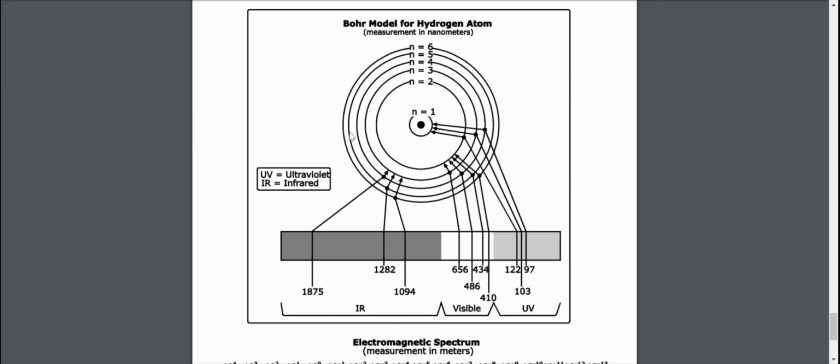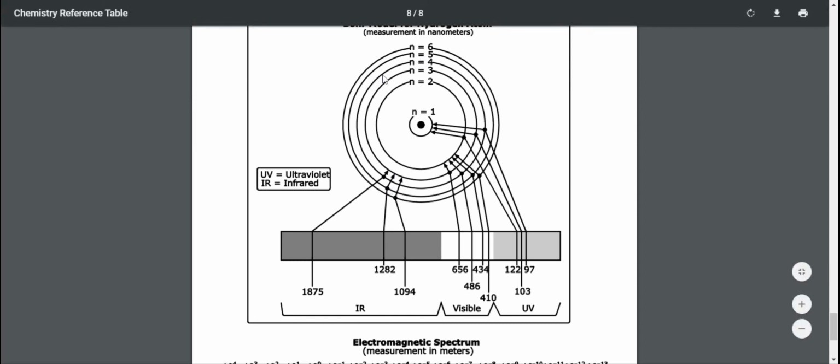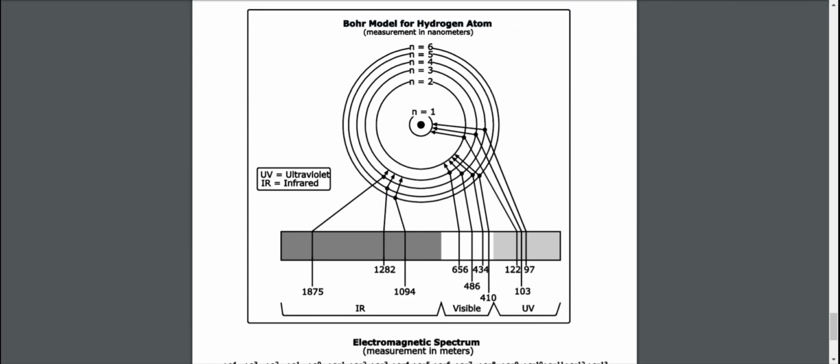We have an arrow going from the second outer ring, that's n equals 5, to the one, two down from it. So that's going to be n equals 3. So the electron had to be in the n equals 5 energy level, and it fell in energy back to the n equals 3 energy level, and it emitted a photon of 1,282 nanometers.